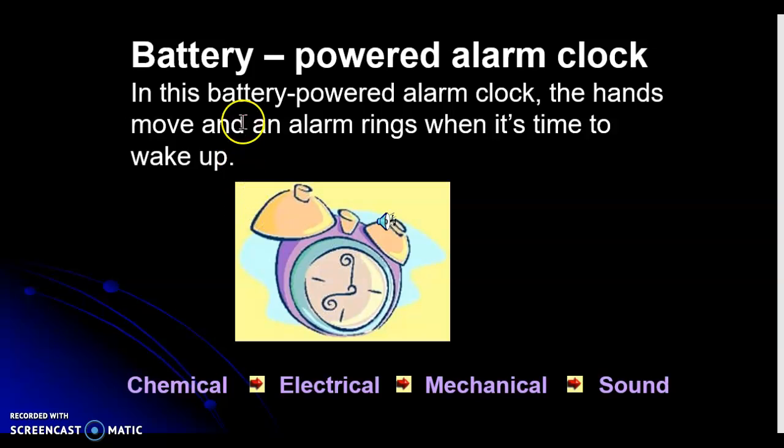Another example is the battery-powered alarm clock. From the word battery-powered, battery has stored energy. So in this battery-powered alarm clock, the hands move and an alarm rings when it's time to wake up. Since the battery has chemical energy, that chemical energy is being transformed to electrical energy so that the hands can move. Once the hands move, there's movement, so there's mechanical energy, and when it's time for you to wake up, the alarm rings. So that is now releasing sound energy.